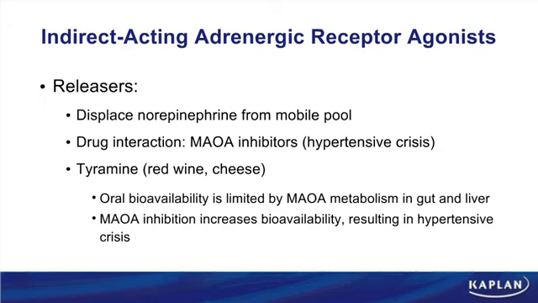When we think about releasers, here's something that we really haven't discussed in much detail yet, and it's tyramine. Tyramine, remember, is a molecule found in various foods and beverages, such as red wine and cheese. Tyramine is normally metabolized by monoamine oxidase type A.